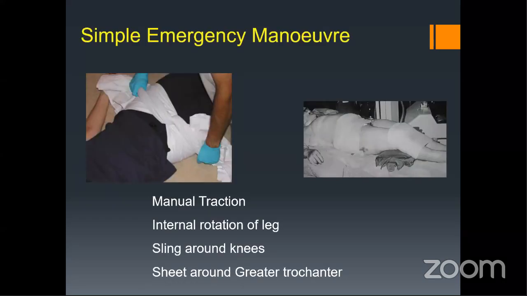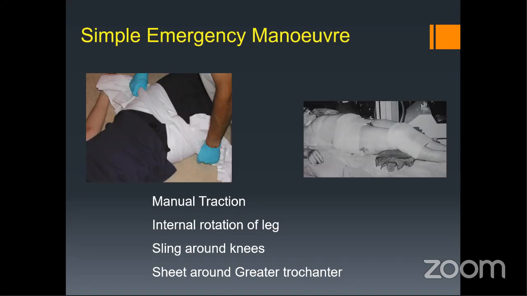So going back to the pelvic binder, again, the classical method, and for the older amongst you like myself, you might well have put a sheet on and just twisted it and tied it. The important things to remember are try and internally rotate the legs and put a sling around the knees, and that will just help to reduce the pelvis.